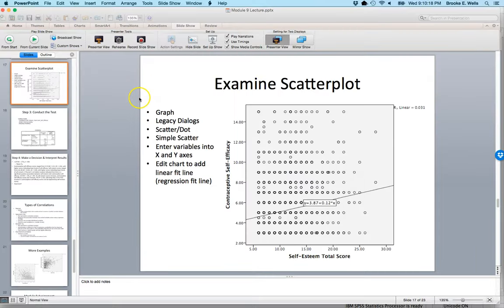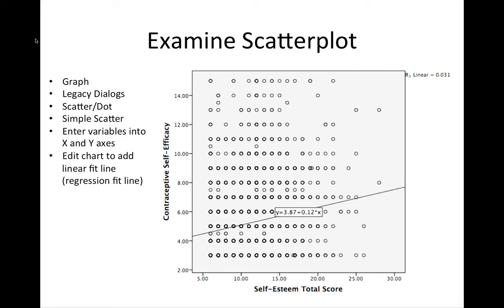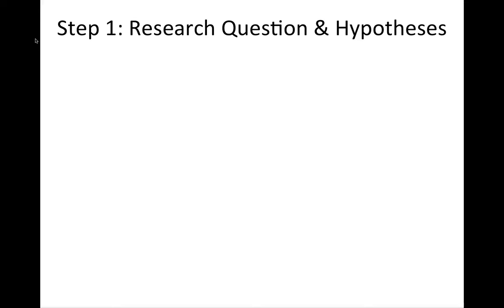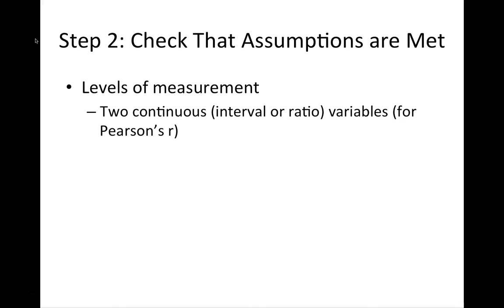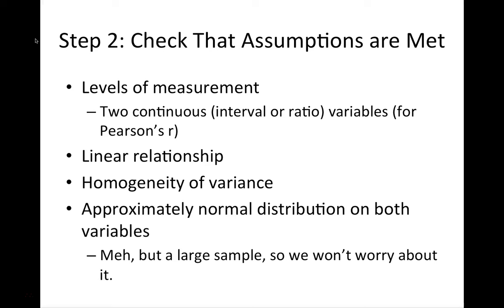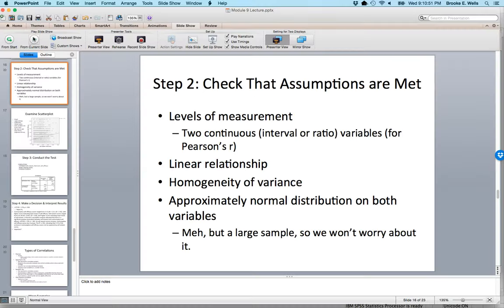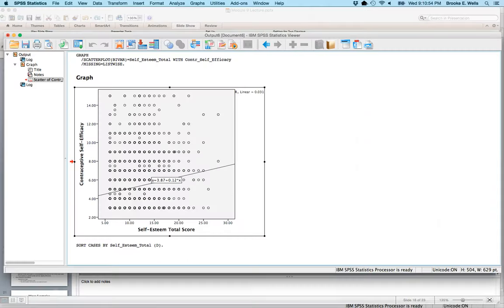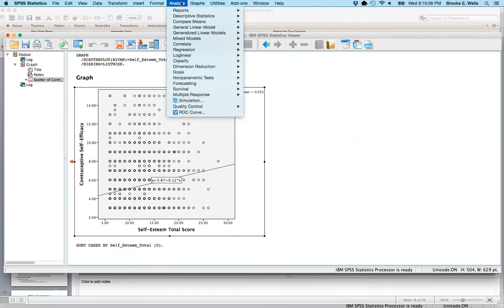But for now, let's go back to here. So we can examine our scatter plot and again check all of our assumptions. So we know our levels of measurement are good. We've confirmed that there is a linear relationship, and there seems to be homogeneity of variance. What we didn't look at in this scatter plot is the normal distribution on both variables. We've already looked at contraceptive self-efficacy, and you can look at self-esteem on your own. I think I gave you the syntax to create the self-esteem scores, but if I didn't, let me know and I can give that to you.